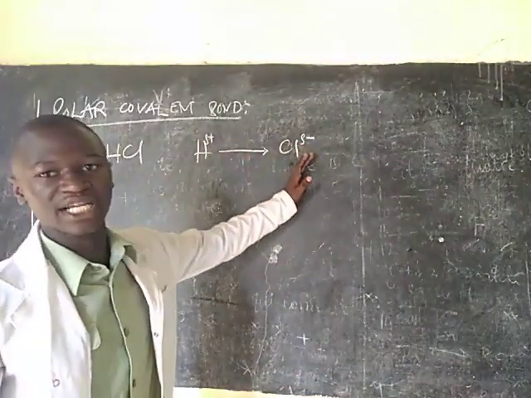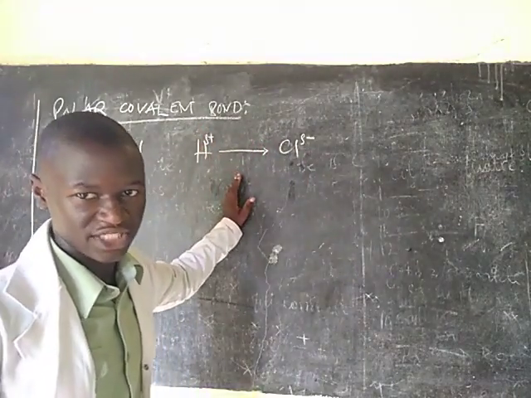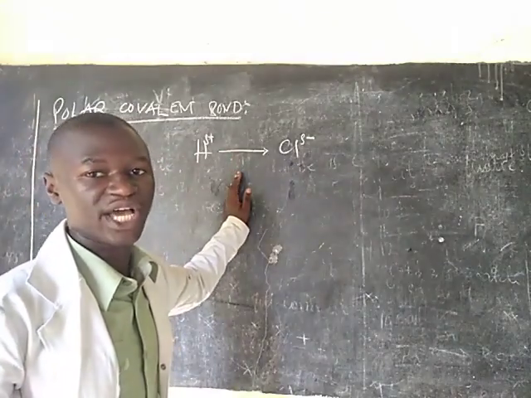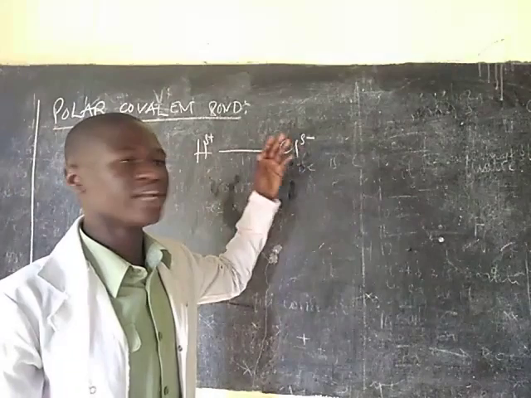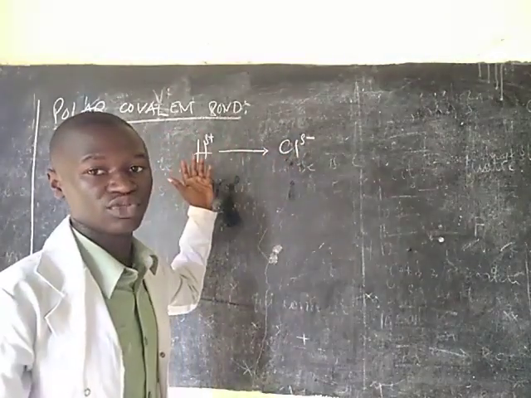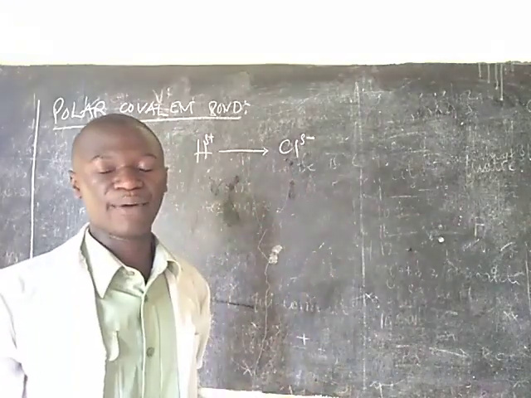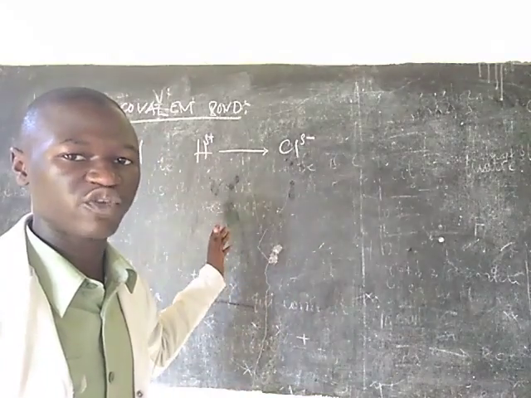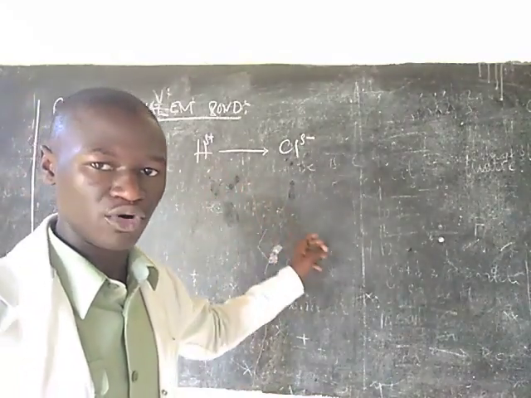Partial negative or partial positive, they are not actually positive or negative. This is not like an ionic bond where one atom should have a negative charge and another atom should have a positive charge. These are just partial. And why are they partial? Because it is not actually that the electrons are transferred from hydrogen to chlorine. They are shared, but chlorine attracts more electrons.